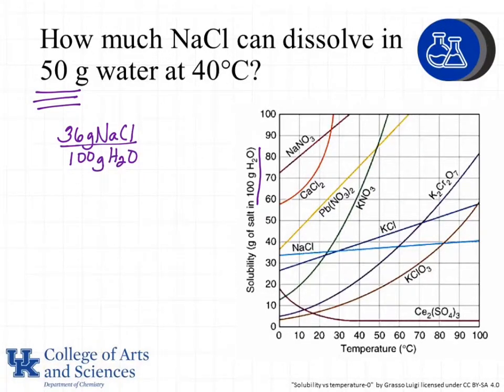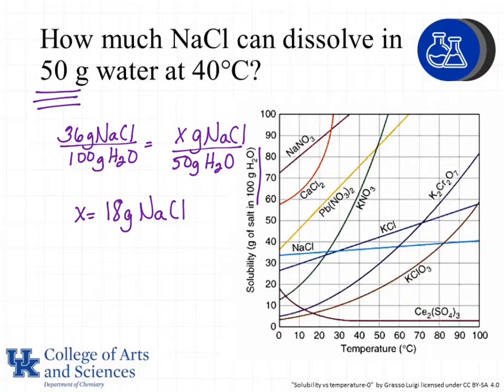To solve for the amount that will dissolve in 50 grams of water, we can set up a ratio. And we see that X grams of NaCl will dissolve in 50 grams of water, because the proportion is going to be exactly the same no matter what the mass of water is. And when we solve the problem, we find that X is equal to 18 grams of NaCl will dissolve in 50 grams of water at 40 degrees Celsius.